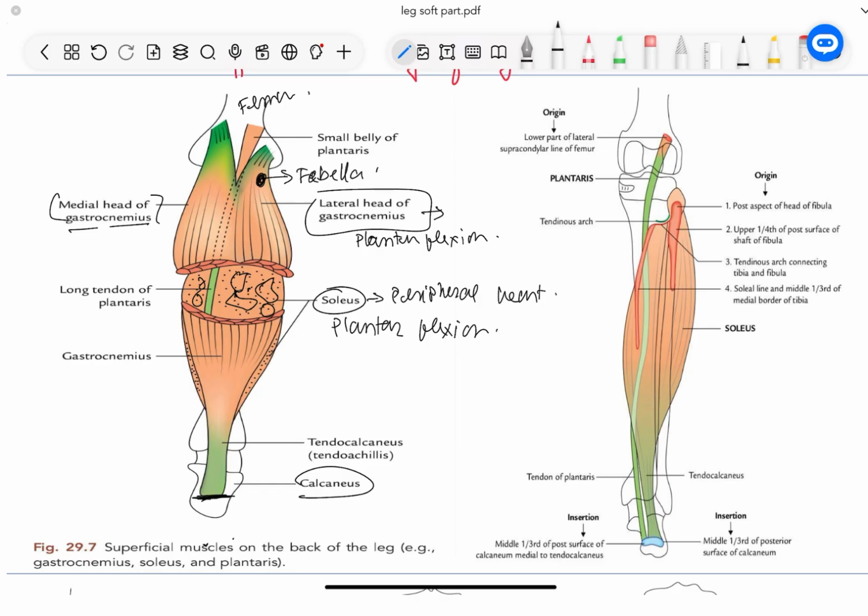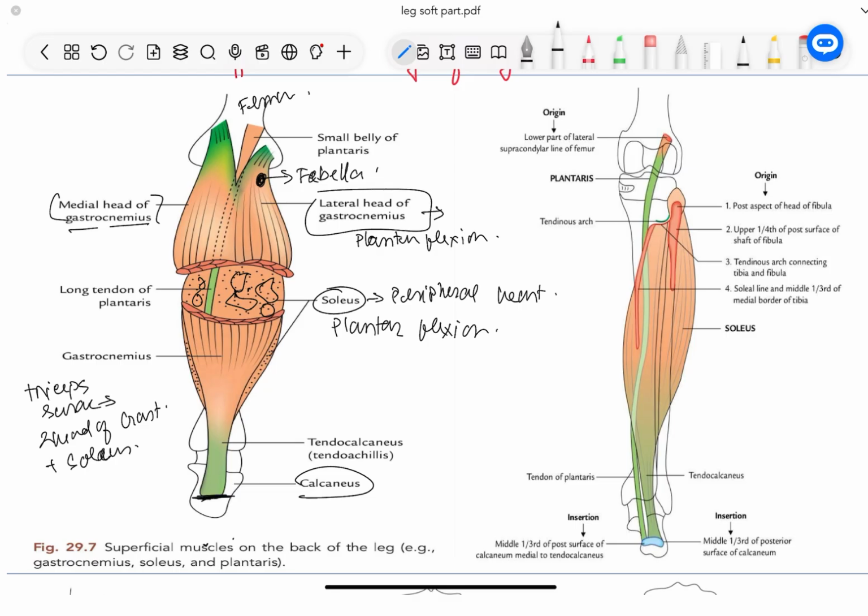Another point we have to remember is triceps surae. Sometimes we are asked what are the structures forming the triceps surae. The two heads of gastrocnemius plus soleus, all together we are saying it is called triceps surae.